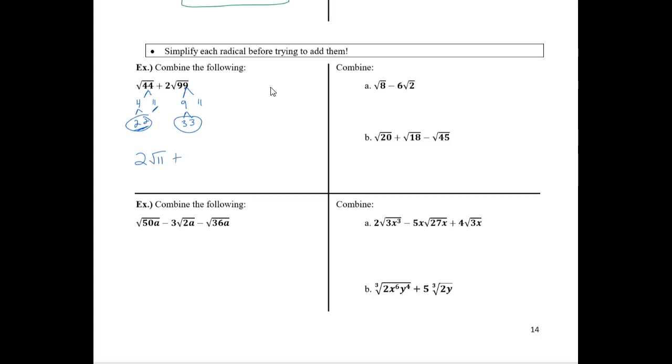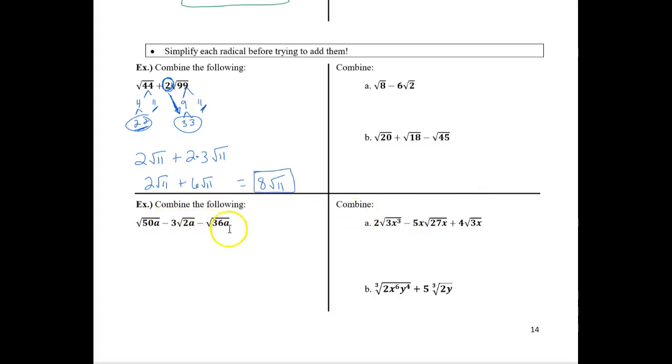plus, don't forget this 2 here out front. I'm going to multiply it by what I take out. So I'll have 2 times 3, right? Square root of 9 is 3. And then I have an 11 left underneath. I'm going to simplify that real quick and get 2 times 3 is 6 square root of 11. So after I've simplified these radicals, I can see that they are like. I have 2 square root of 11 plus 6 square root of 11, and I get 8 square root of 11.